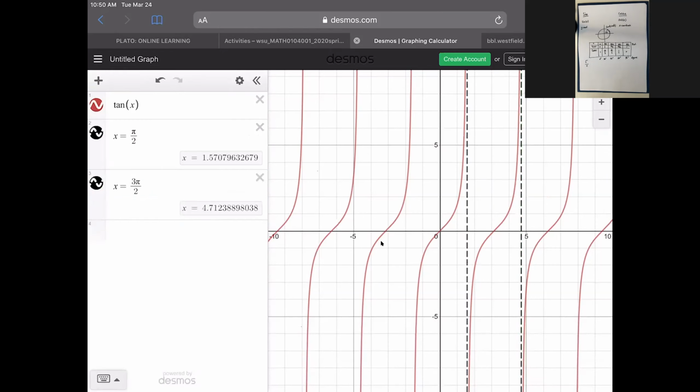Okay. So right, we can see that we have our tangent function that hits these different values, right, these vertical asymptotes. But okay, so far so good. We're connecting these representations.